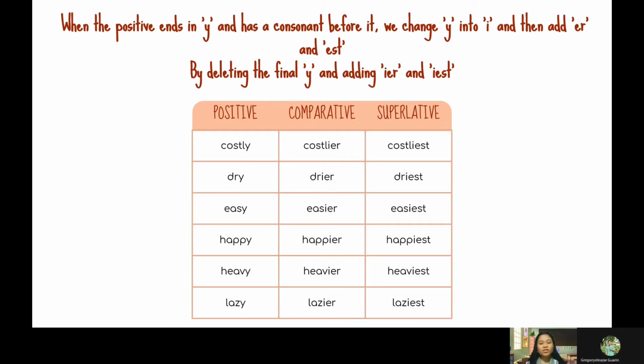Next is dry, it becomes drier to driest. Easy becomes easier to easiest. Happy becomes happier to happiest. Heavy becomes heavier to heaviest. Lazy becomes lazier to laziest. There's another one more.